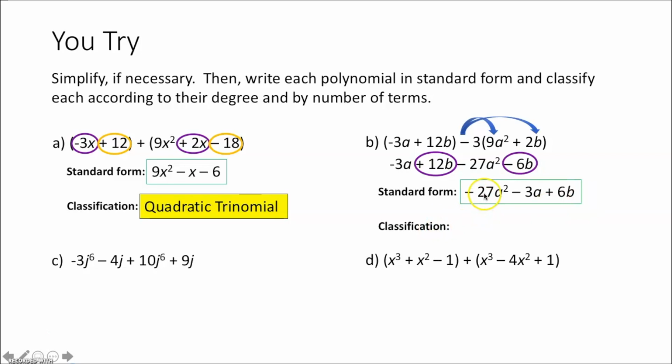Next, I'm going to classify this. So what's the term with the highest degree? That would be this one. So it's going to be a 2nd degree, or quadratic, and then 1, 2, 3 terms, trinomial again.